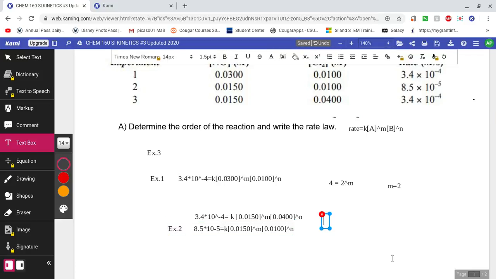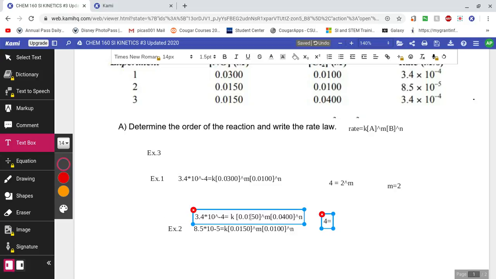Always be sure to double check your numbers. But anyways, 3.4 times 10 to the negative 4 divided by 8.5 times 10 to the negative 5 will still be 4. Perfect. Now we set that equal to, again, what's on the right side. K cancels again. K is gone.